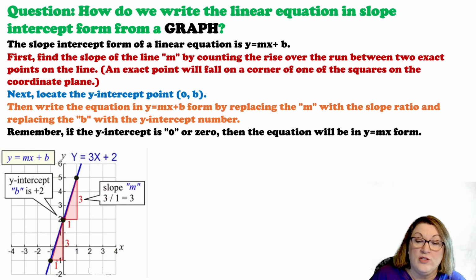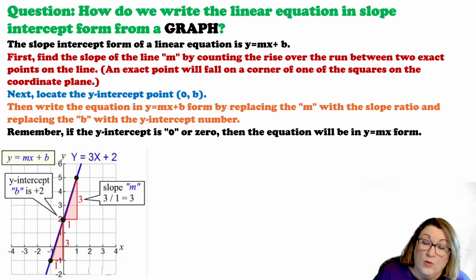Remember, if the y-intercept is 0, then the equation will be y equals mx. So in other words, instead of writing y equals 3x plus 0, let's say your y-intercept point was 0, we don't write the plus 0. We just know that if there's not a b in that equation, the b is 0. The y-intercept point is 0, which makes that line proportional when it is a straight line going through the origin, or the 0, 0 point.